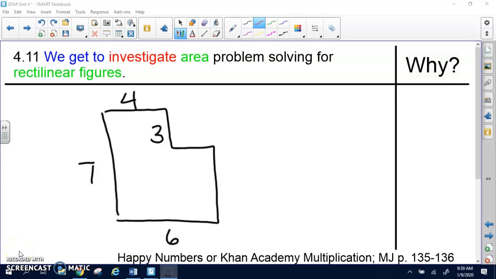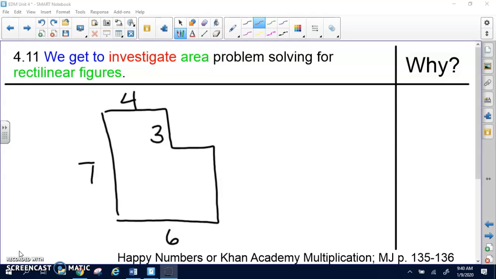Today we're working on 4.11. We're going to investigate area problem solving for what we call rectilinear figures. Rectilinear figures are these irregular shaped sort of rectangle square combinations. It'll be multi-step problem solving here, so we're going to have to do what's called deduction. Deduction means we have to figure out something based on what we know. We have some unknowns here.